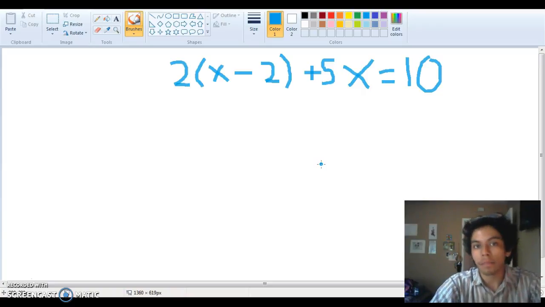When working these problems, usually our first step is to look to combine any like terms, which means that you want to combine variables with variables and constant terms with constant terms.